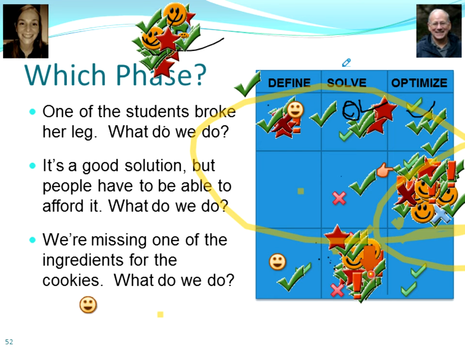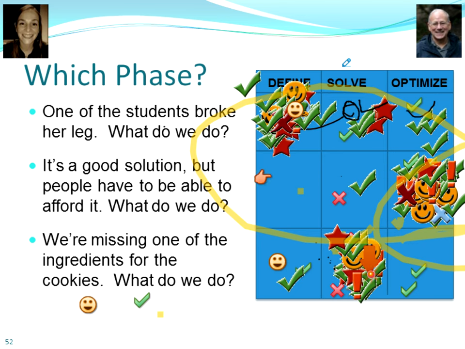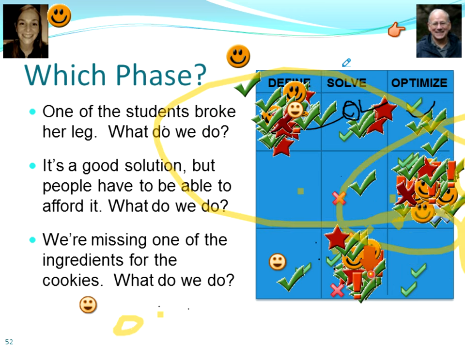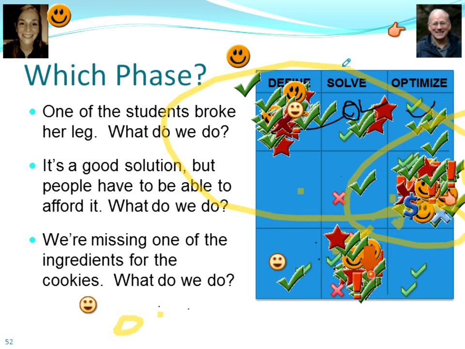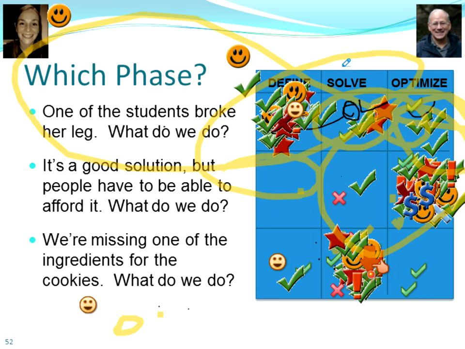So, by the way, I love your creativity, everybody. I don't know how someone hijacked an entire cluster and moved it off the page, but it's kind of fun. So the second one, it's a good solution, but people have to be able to afford it. And I agree. Once you've got a good solution, how do you improve it? And in this case, the decision was made that the most important criterion was cost. So that's when you try to improve it by figuring out how you can do some trade-offs, perhaps different materials.